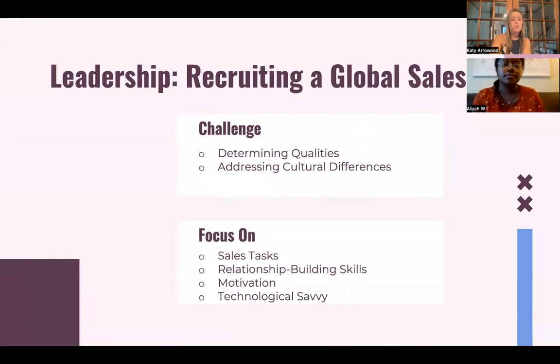So leadership recruiting a global sales force. The challenge in this aspect is determining qualities and addressing cultural differences, and then focusing on sales tasks, relationship building skills, motivation, and being technologically savvy.